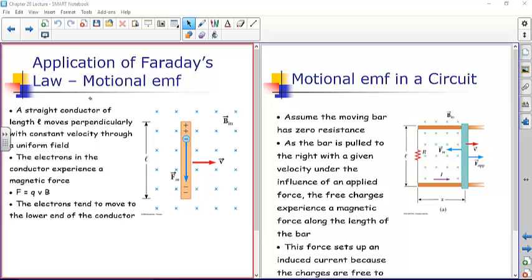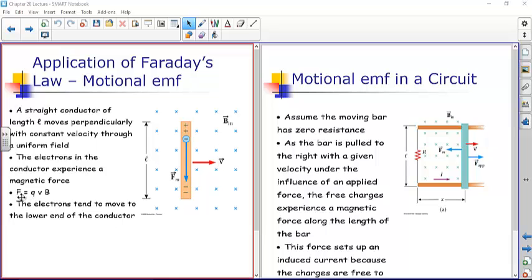We talked last time about how moving a conductive material in the presence of a magnetic field will create an induced voltage across the tips of this conductor. We talked about an airplane wing moving in the presence of the Earth's magnetic field.